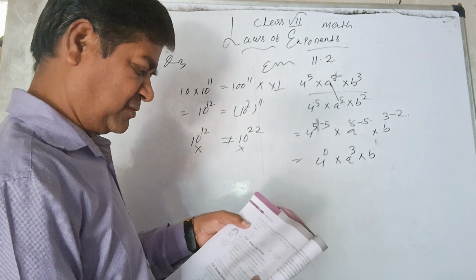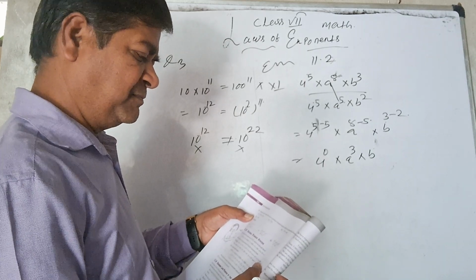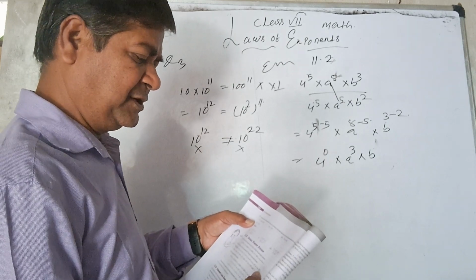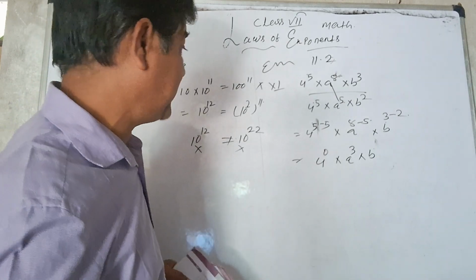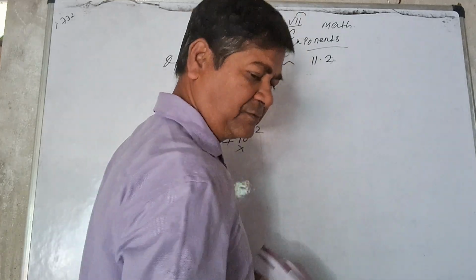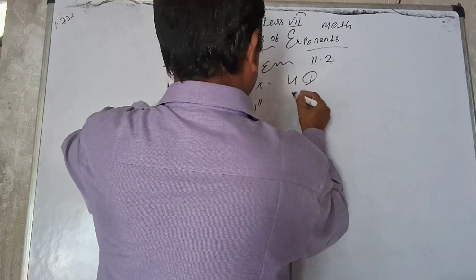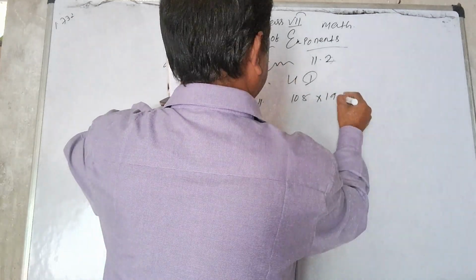Now question number 4. Express each of the following as product of prime factors only in exponential form. Prime factors and exponential form we will do. It is not a hard question for you. Exponential form, question 4, number 1: 108 into 192.